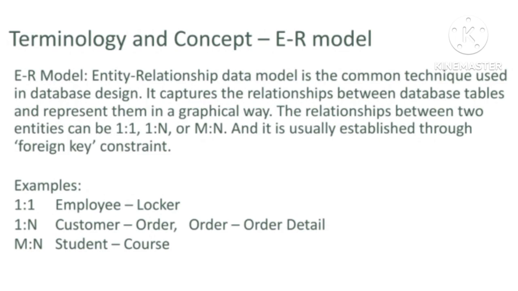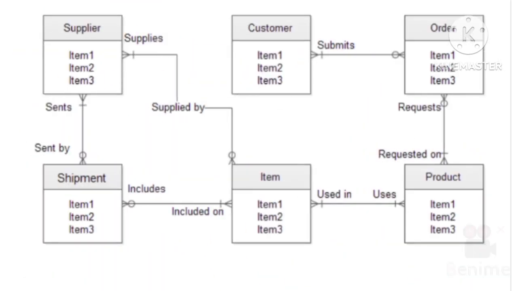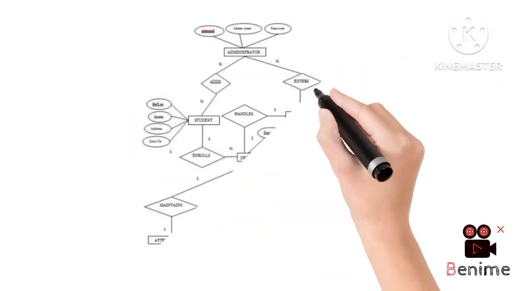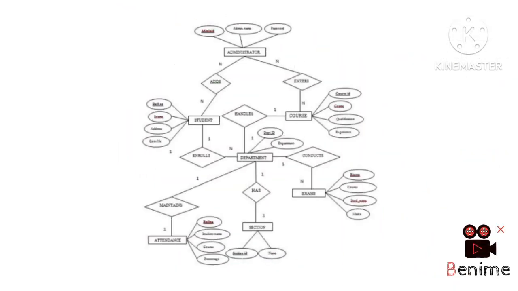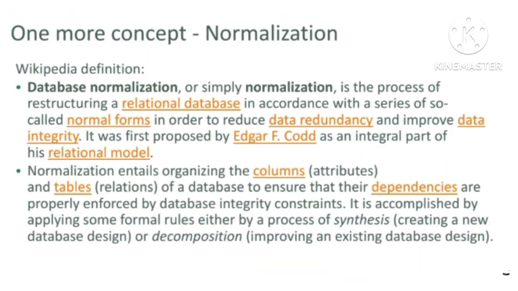So moving forward, we are going to be looking at examples of the ER model. On our screen we can see some examples of ER models, and you may know that in the ER model, which is a database model, an ellipse is used for an attribute, an entity set is represented as a rectangle, and a relation is represented as a diamond. And one more concept we are going to study is normalization.